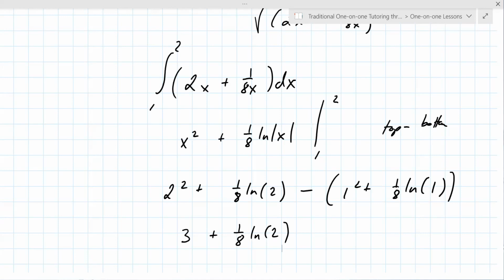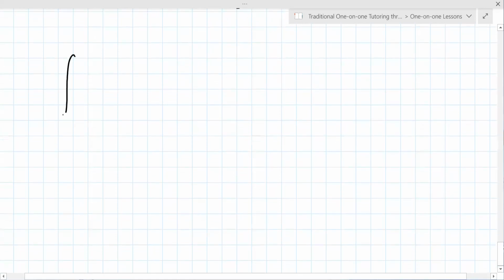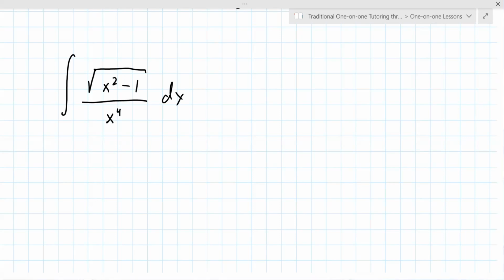I want to work on this problem. It's a trig integral. I'm going to say it. It's not too complicated to say. It's the integral of the square root of x squared minus 1, over x to the 4th. Any bounds? Nope. Okay.